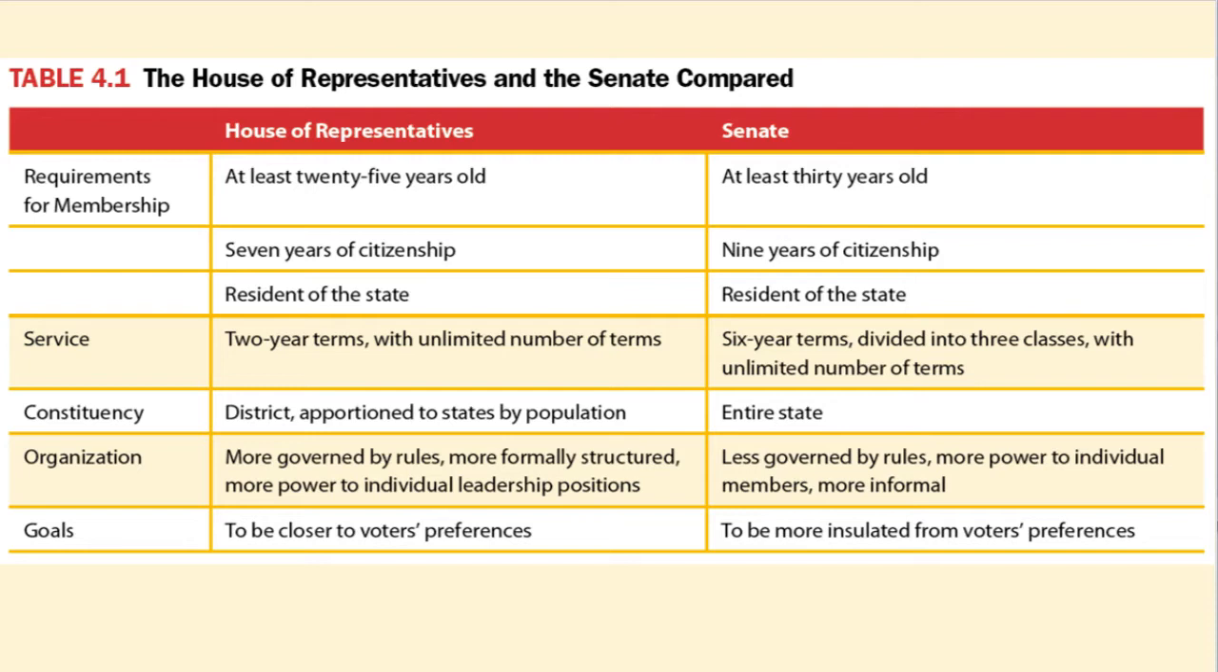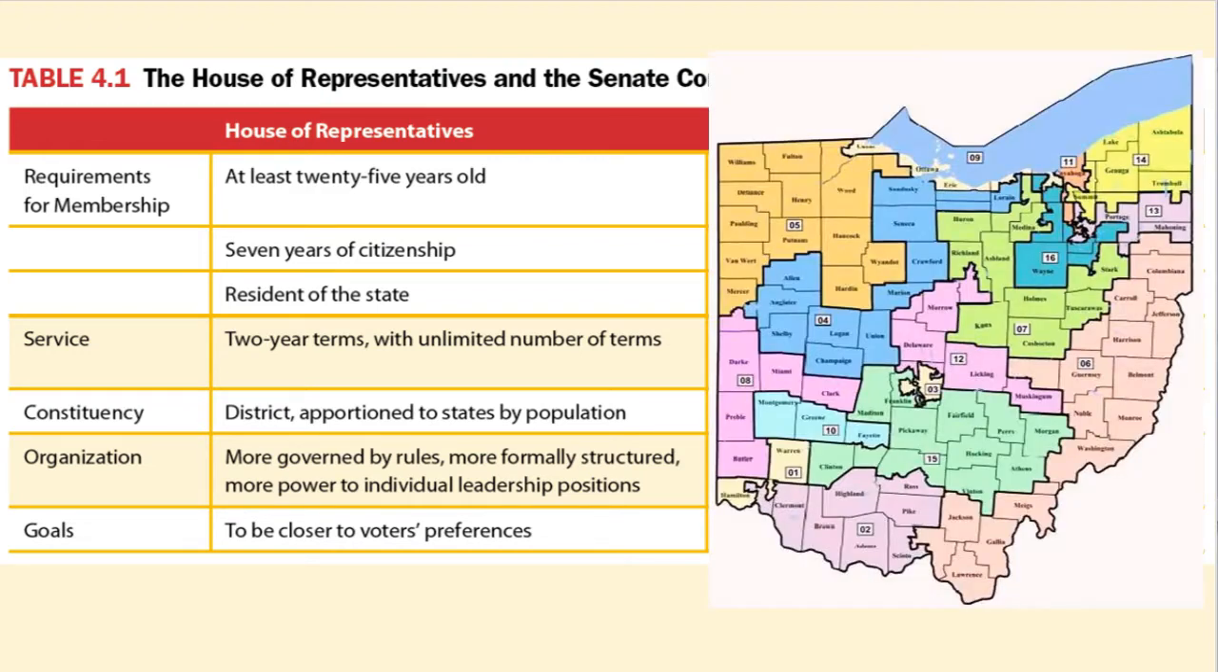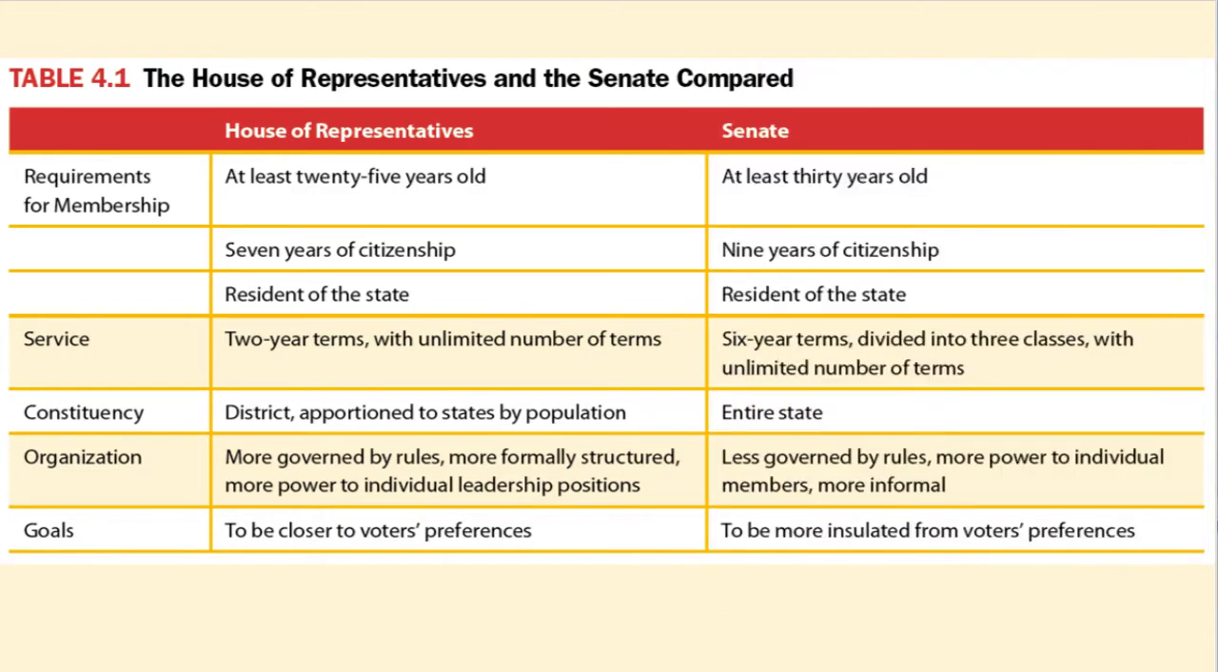And there are people in the House of Representatives that have been in the House since like the late 60s or the early 1970s. So you're elected every 2 years. That means you serve 2 years, then you're up for re-election again. The constituency is a district. That's a portion by a state's population. That's from that map that I just showed you. The organization, it's more governed by rules. It's formally structured. There's more power to individual leadership positions, which we'll talk about here in a second.